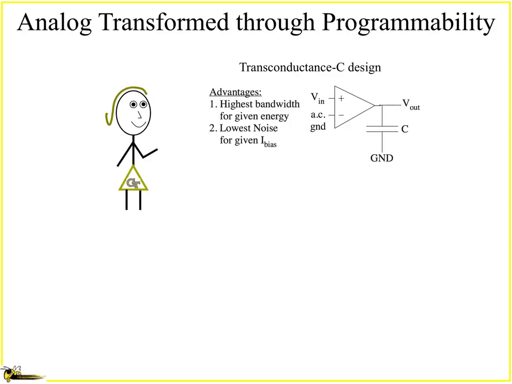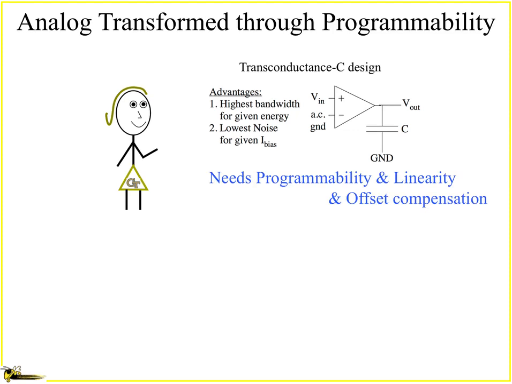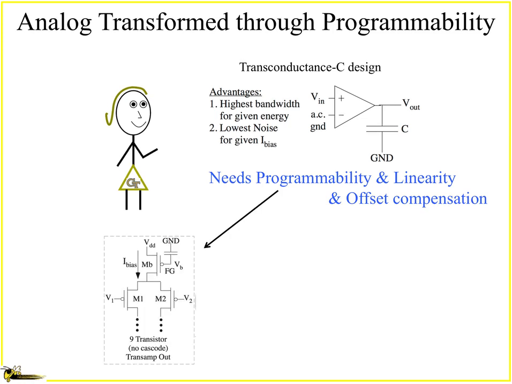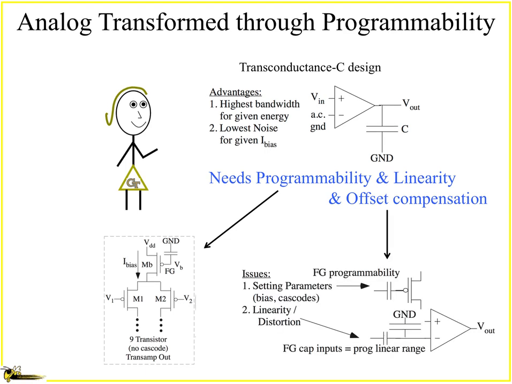When you look at analog transform through programmability, you realize you might start with transconductance capacitor type techniques, which are really good in terms of highly efficient design. But you need to then deal with programmable linearity and offsets. Those would be the classic worries. But it turns out you can actually get programmability with the floating gate elements, particularly say bias currents. And on top of that, you can actually get linearity and offset compensation by having floating gates on the inputs of these structures where that's helpful.